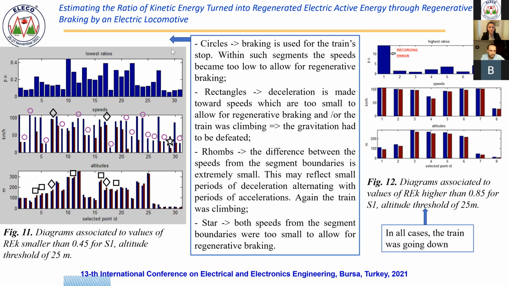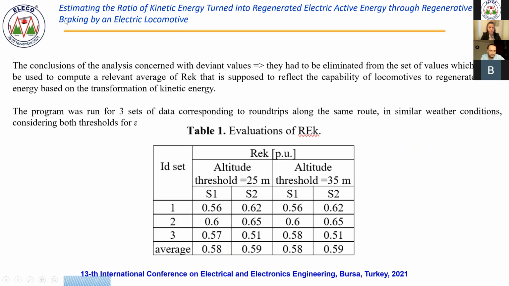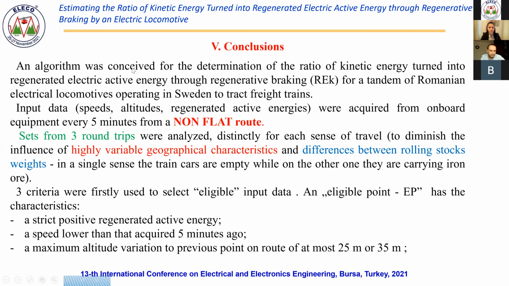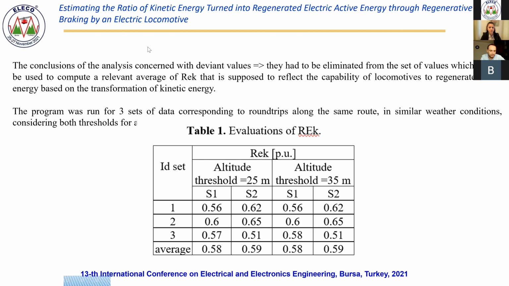And finally, for the highest ratio, it is clear the first value is a recording error and we have to remove it. And in all the other cases, it was a difference of altitude between the left and the right point. It means the potential energy influenced the results. The conclusions of the analysis were that we had to eliminate these deviant values.